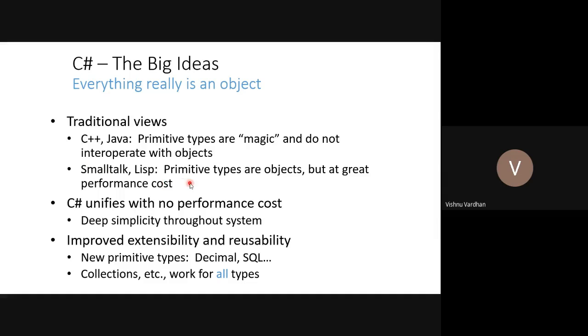Then Smalltalk and Lisp, primitive types are objects but at greater performance cost. Some languages are there where primitive types are actually objects. They have created those languages. You can see Smalltalk, which is a very old language actually. Lisp. These languages are providing primitive types as objects, but at performance cost. Okay, so every language is having some kind of pluses and minuses. So everything is not an object in their platforms actually. But in C sharp, everything really is an object, and they have created it in that way.